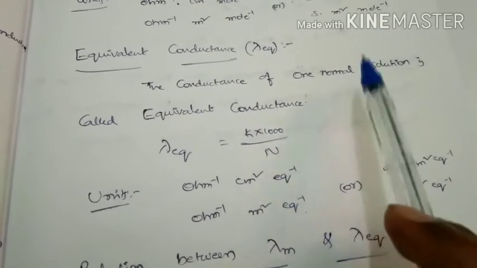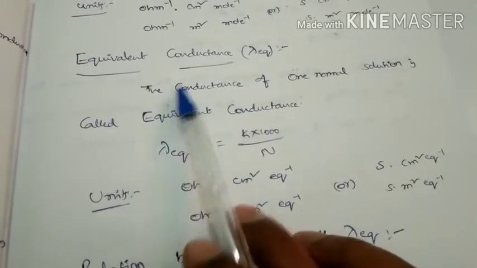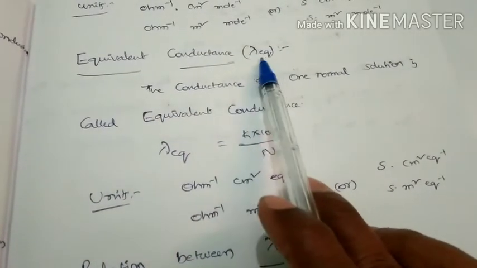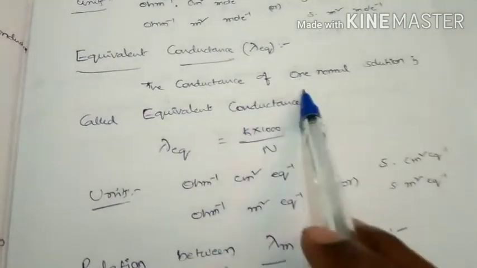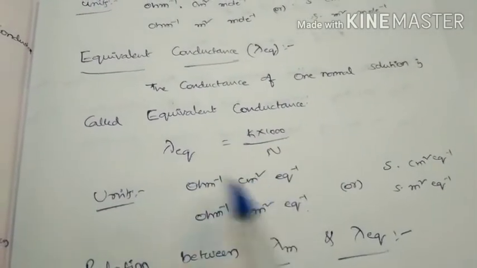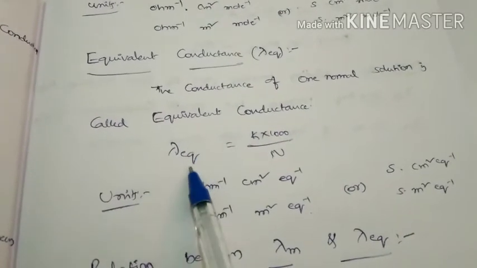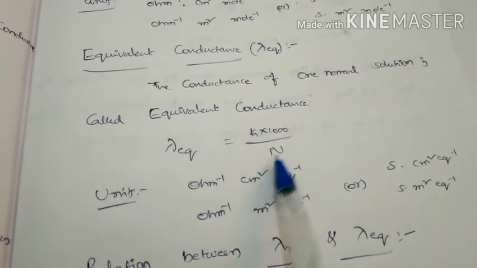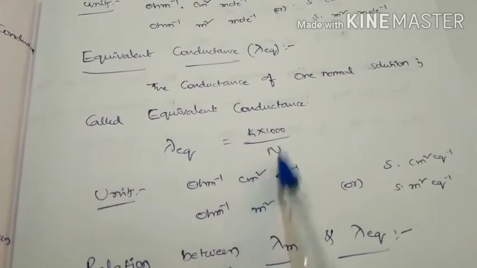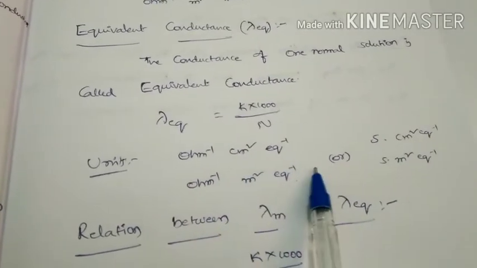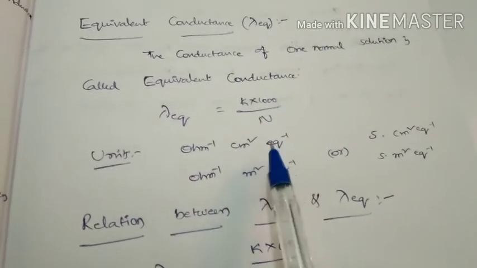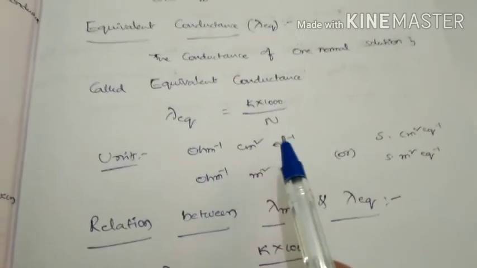So if the solution exhibits conductance, that is called equivalent conductance. That is represented by lambda eq. So the definition is the conductance of one normal solution is called equivalent conductance. Here the formula is lambda eq equal to K into 1000 by N, same as molar conductance. In case of molar conductance, M is there. In case of equivalent conductance, N is there. Here also the dimensions are ohm inverse, centimeter square. These are the dimensions. You can write the dimensions if you understood the dimensions in the previous case.